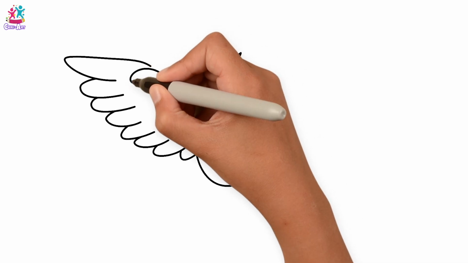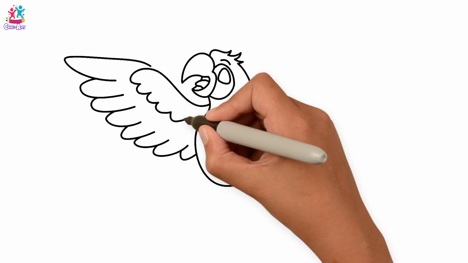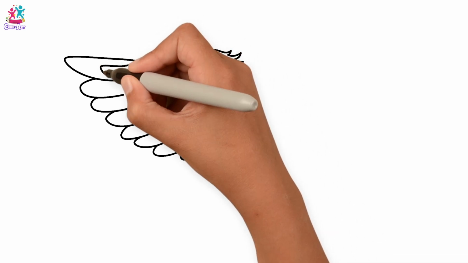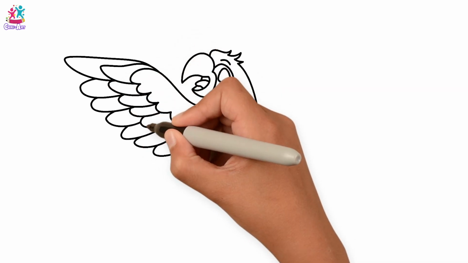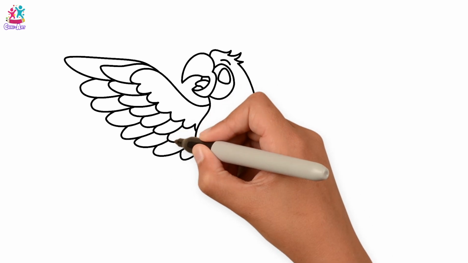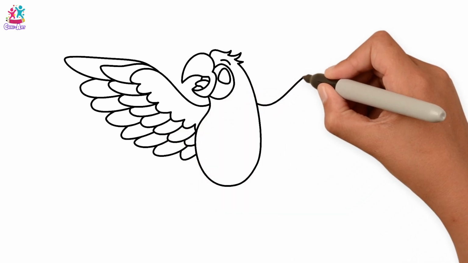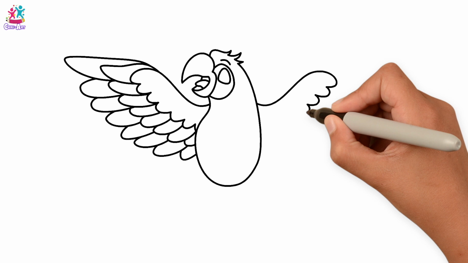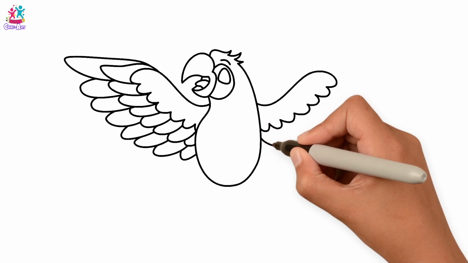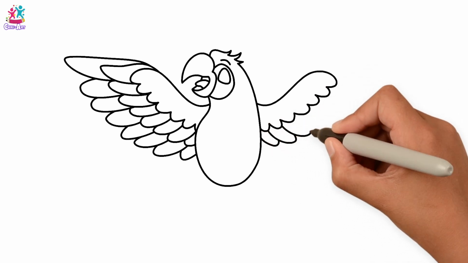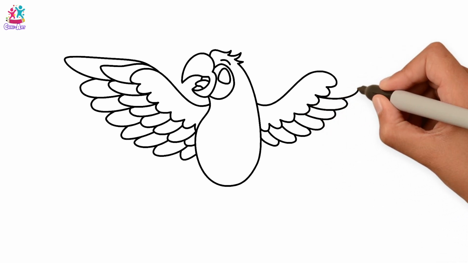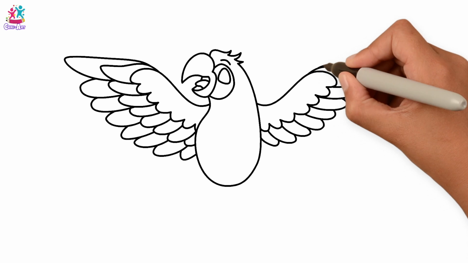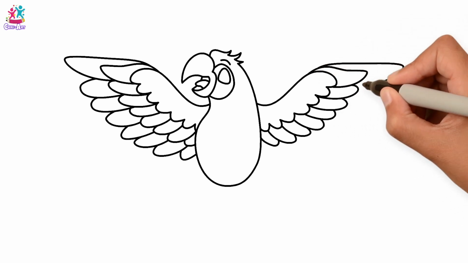And join it to the body. And the second layer of feathers. And a third layer of feathers with longer strokes. Wow, so simple and so effective. The other wing. Again, layer upon layer of feathers. Excellent. One more layer.